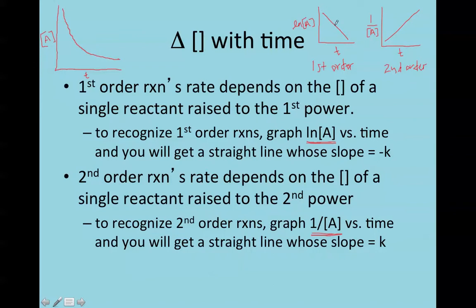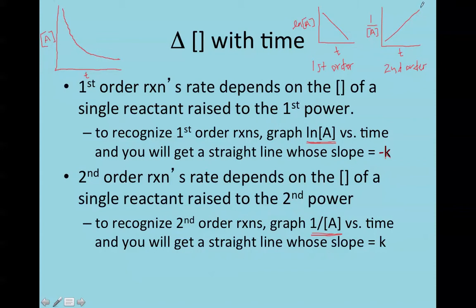Now, the slope of this line gives you even more information. If it's a first order reaction and you get a straight line with the natural log of A, then the slope of this line is going to be negative K. The reason that we say it's negative K is because this line has a negative slope, and we want the value of K to be positive. So a negative negative is a positive, and that gives us a positive value for K.